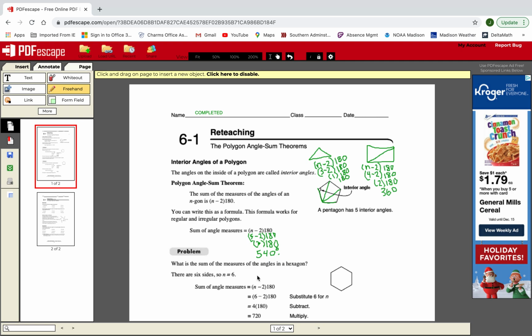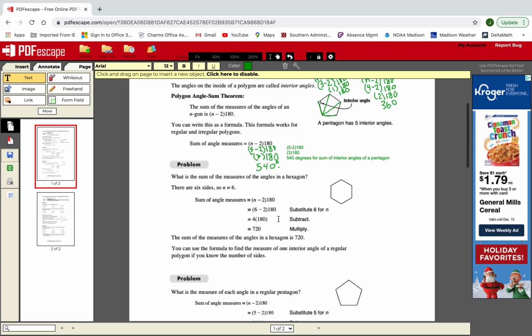So there you go. All right, I'm actually going to type this out a little bit because the pen was messing up there. 5 minus 2 times 180. And then here we had 5 minus 2 is 3 times 180. And that gave us 540 degrees for sum of interior angles of a pentagon. Hope that's a little more clear. All right. I'm going to go ahead and save this as I go.